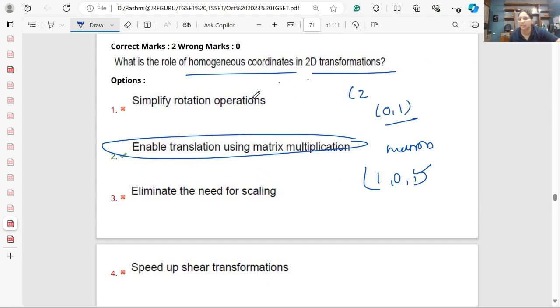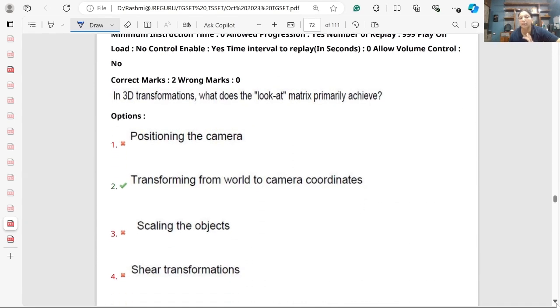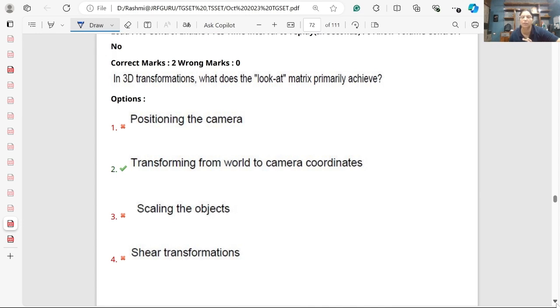So there is no relationship with rotation, scaling and translation. It is basically used for matrix multiplication. So for matrix multiplication, we convert the coordinates into homogeneous coordinates.